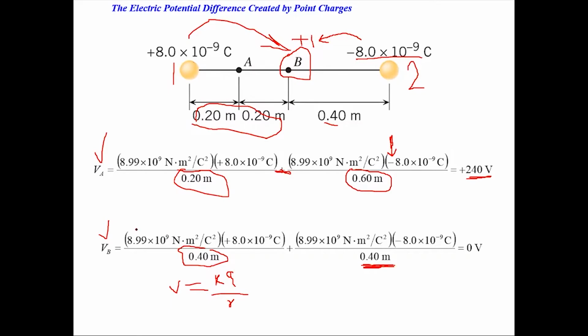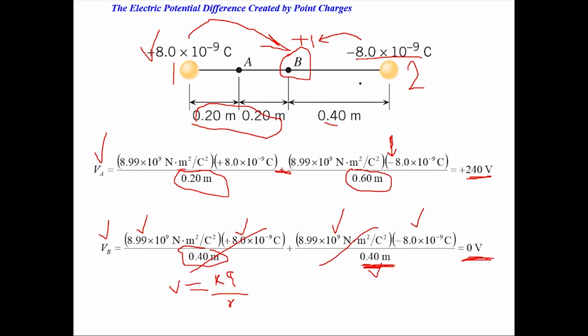K is 9 times 10 to the 9, or 8.99. Then Q is plus 8, this one here. Then divide by R. What is R? R is 0.2 plus 0.2, which is 0.4. Similarly, we use this formula again. K is 8.99 times 10 to the 9. Then Q is, now, negative 8. Then divide by R. Does it make sense? Then they're exactly the same, right? That's why they cancel each other and you get 0.